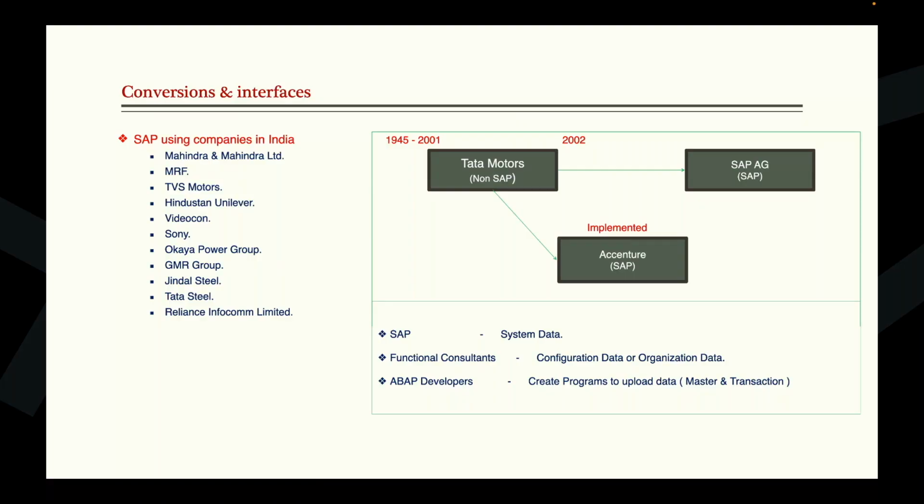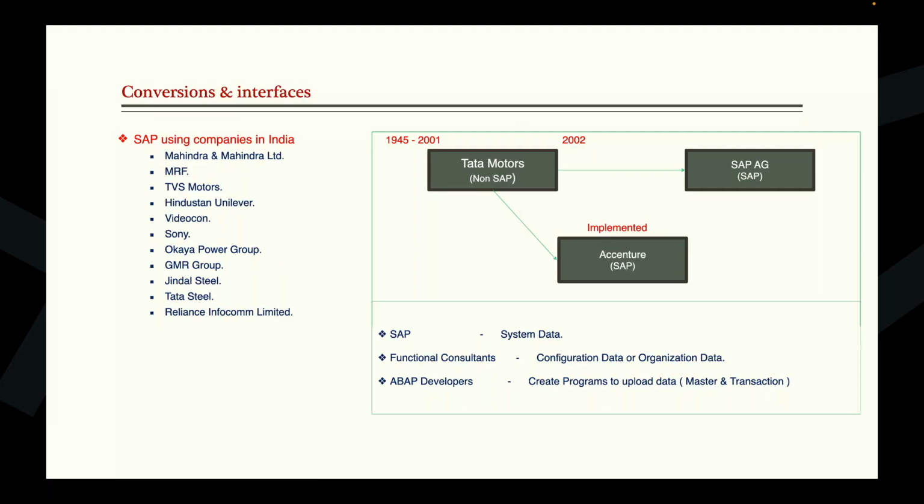And because this data is important for business, they cannot ignore that data. So they need that data. So the data, whatever is there in non-SAP, how can we move it? And will SAP accept this data if I pass it?